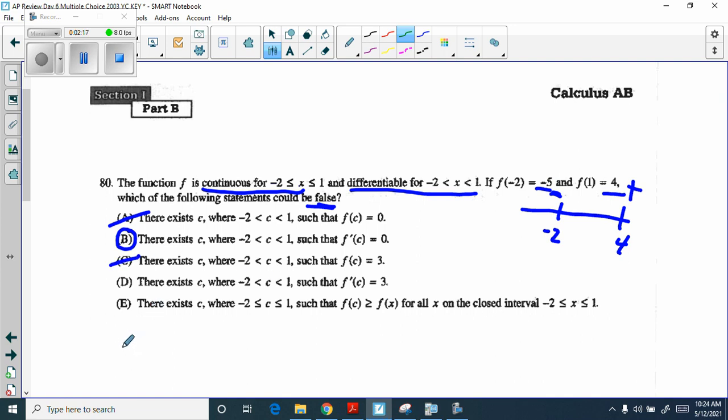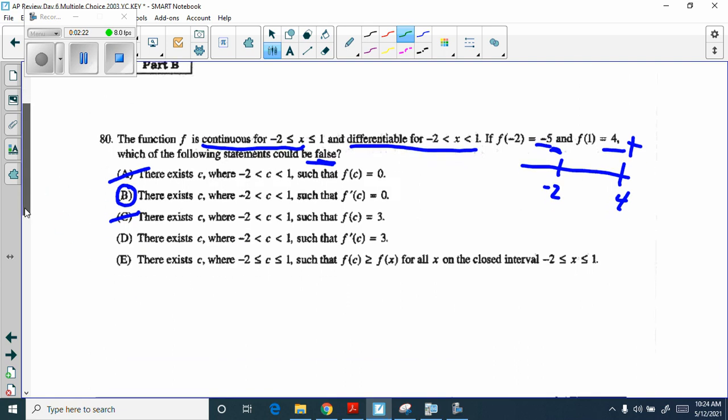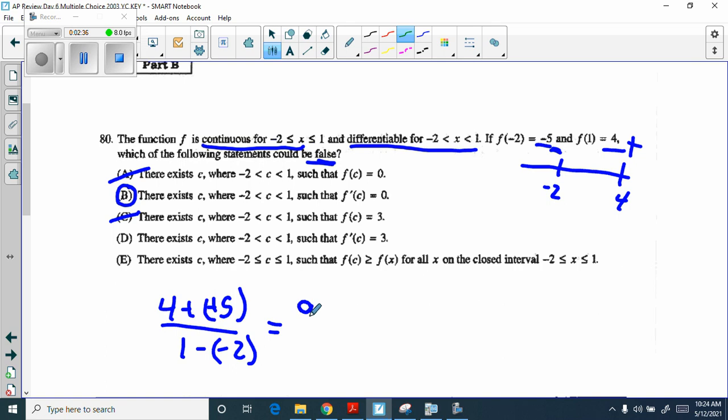For D, we're talking about the derivative. So we're checking the mean value theorem. So what I'm going to do is find the slopes of these lines. I'm going to say 4 minus -5 over 1 minus -2. All right, so that gives us 9 over 3, or 3. So according to the mean value theorem, that's true, because we do have an average rate of change that would match our instantaneous rate of change. So that is true.